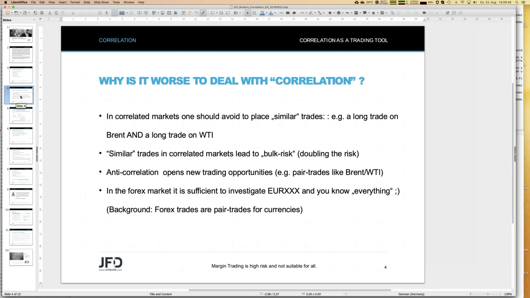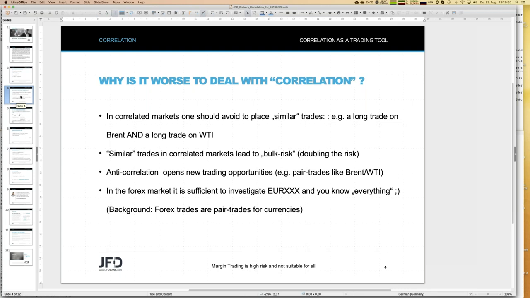The only reason to do that kind of trade is because we believe that from that temporary anti-correlation, the market will go back into correlation, and then the two oils, two oils, maybe that's the next question, but anyhow, you know what I mean. Then those two prices come together once again, and that's the pair trade we introduced already. On the other hand, it's a very good example for correlated markets. It's not a good idea to open a long trade on Brent and an additional long trade on WTI. It doesn't make sense. It's just doubling the risk. That's exactly what I mean with bulk risk.